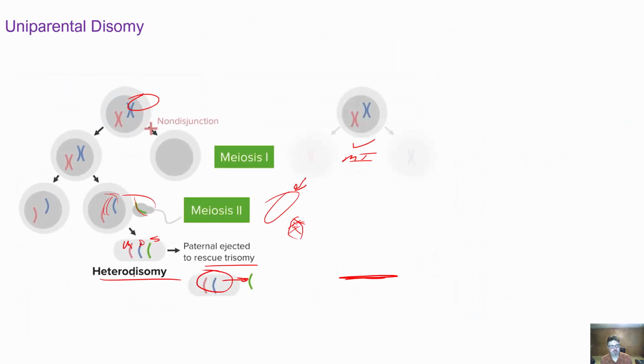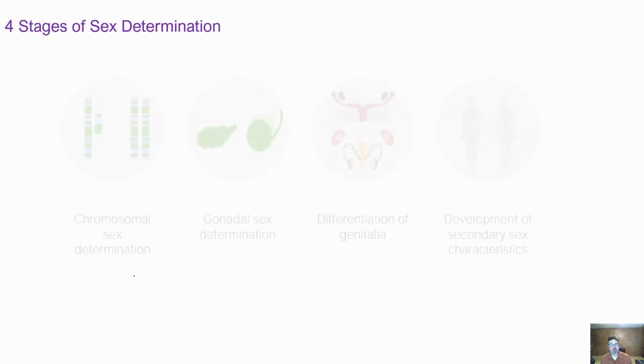All right. Now, with that said, let's talk sex chromosome disorders. So sex chromosome disorders, they are more lenient with their lethality because we have ways to get around that. First of all, there are 4 stages of sex determination, and all 4 of these have to go properly in order to get the proper sex.